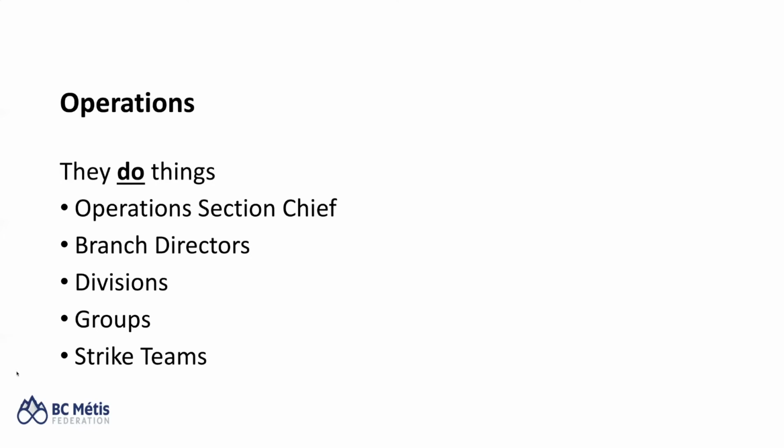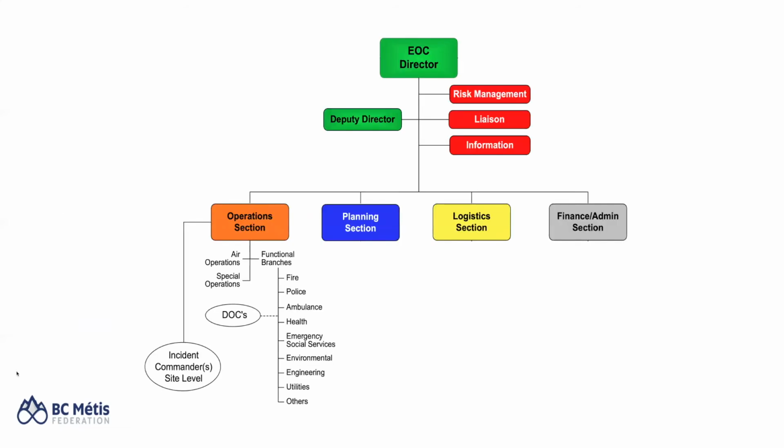There can be divisions. Quite often, these are broken up geographically. You could have groups of assets that can come together to meet a specific objective or achieve a certain strategy. Or you could have strike teams, which are a collection of similar assets that go out and meet a single tactic to meet the strategies and objectives. This is what your operations section could look like with the branches under it.